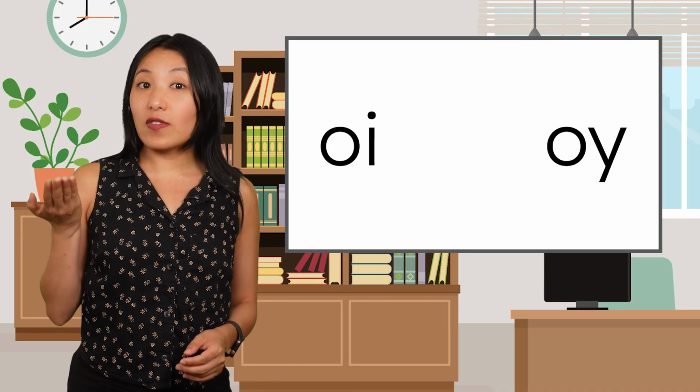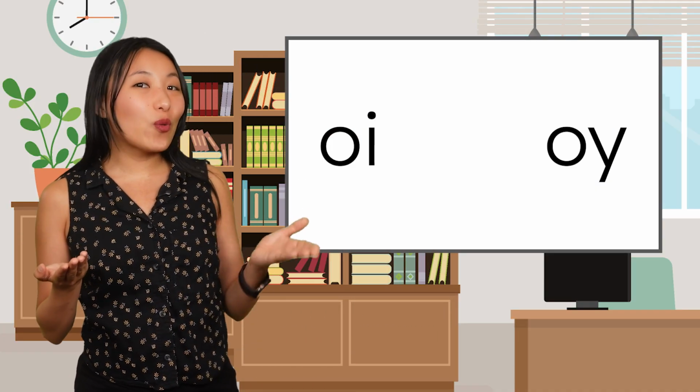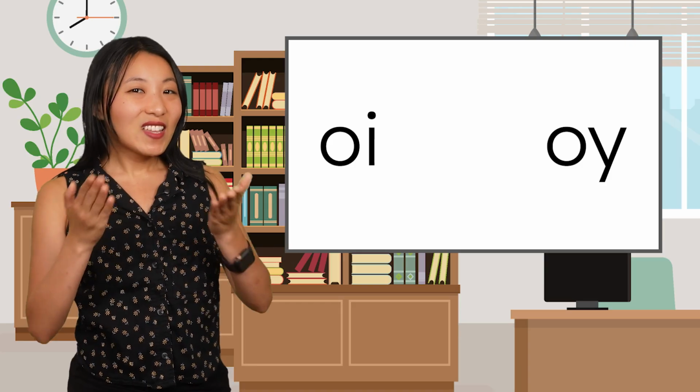Thanks for all your help today. Now you know that there are two ways to spell the sliding vowel OI. OI in the middle of a syllable and OY at the end. Next time in the Sound Lab, we'll put our brains to the test with a review game. Can you tell the difference between oi and ow?